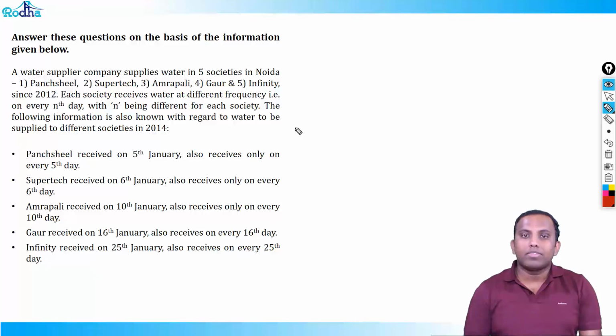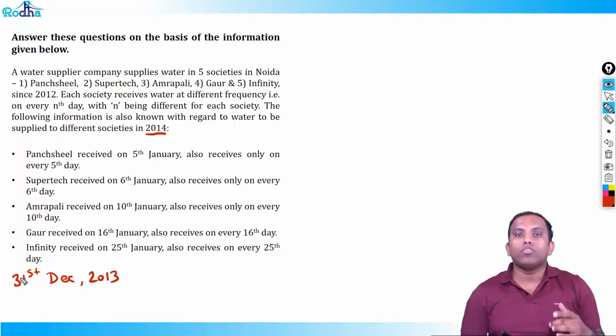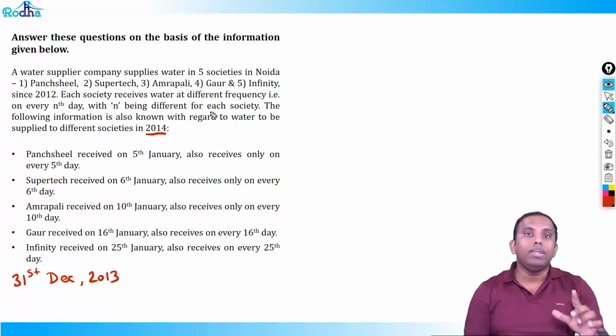So see here, what I can understand from this set is, Panchsheel received on 5th January and also receives only on every 5th day. Supertech received on 6th January also receives on every 6th day. We're talking about 2014. So when did Panchsheel receive last? Since Panchsheel receives on every 5th day, and 5th January 2014 is that 5th day, Panchsheel last received on 31st December 2013.